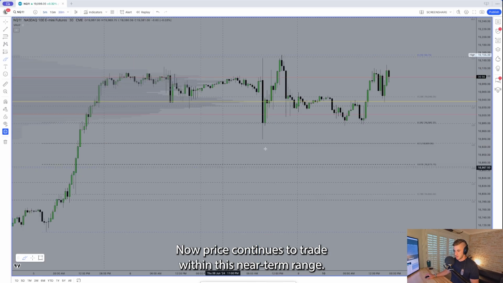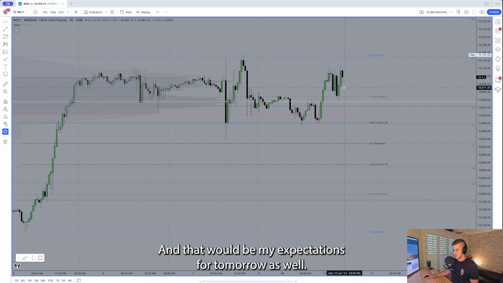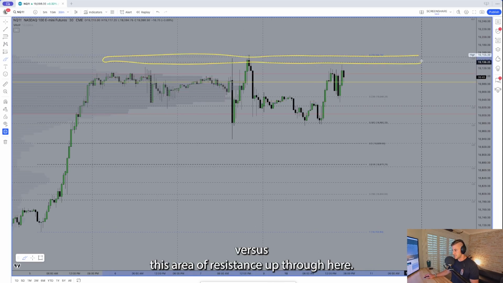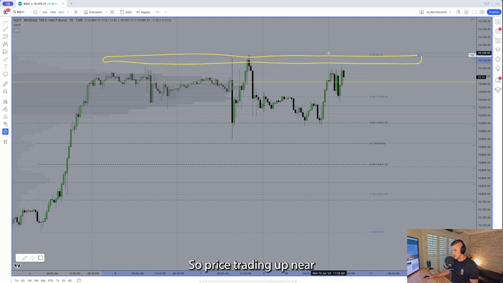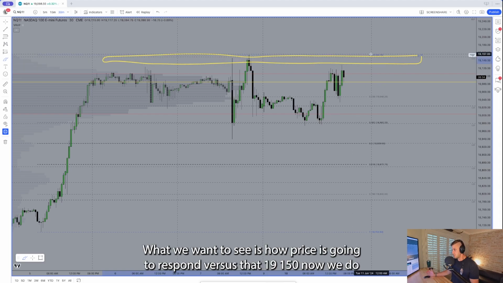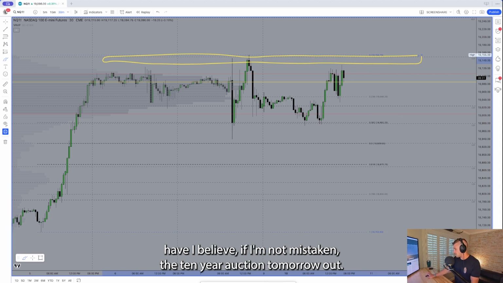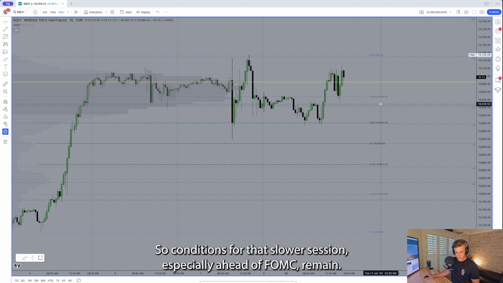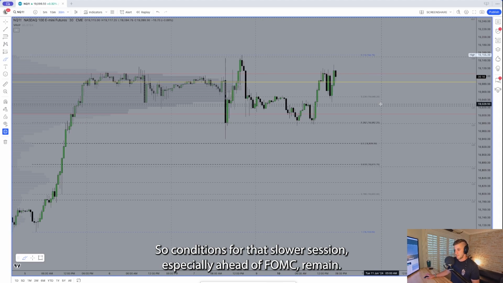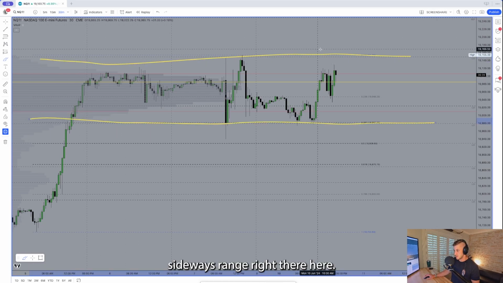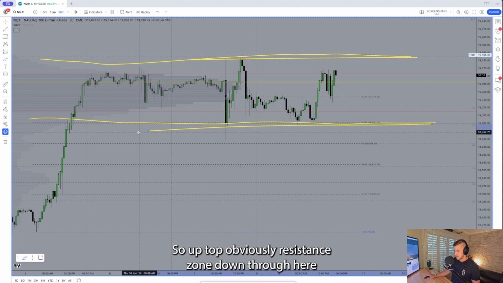Now, price continues to trade within this near-term range, and that'll be my expectations for tomorrow as well. Primarily, we'll be focused on the reaction versus this area of resistance up through here. Okay, so price trading up near that near-term resistance zone. Coming into tomorrow, what we want to see is how price is going to respond versus that 19,150. Now, we do have, I believe, if I'm not mistaken, the 10-year auction tomorrow, but outside of that, there's no major news events tomorrow morning. So conditions for that slower session, especially ahead of FOMC, remain. And we want to just continue to watch this sideways range right through here. So up top, obviously resistance zone, down through here, support.